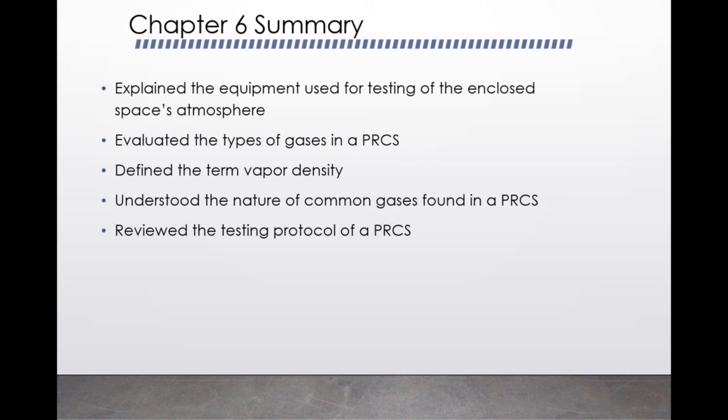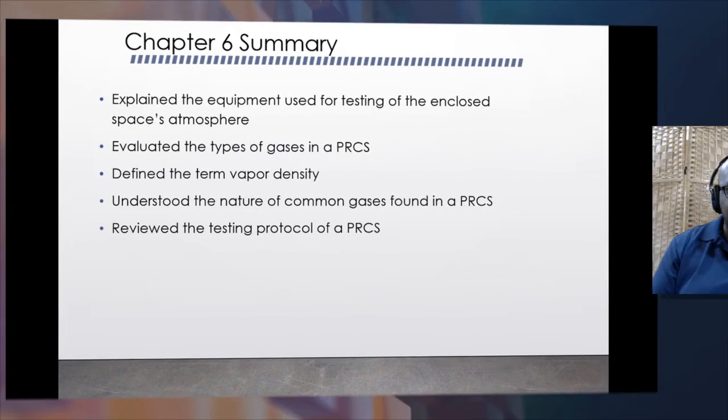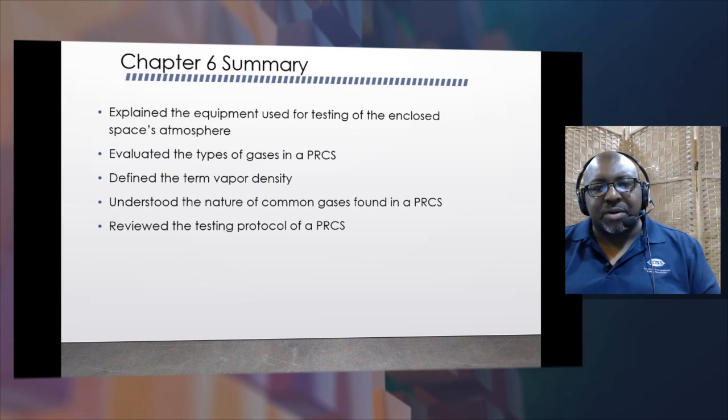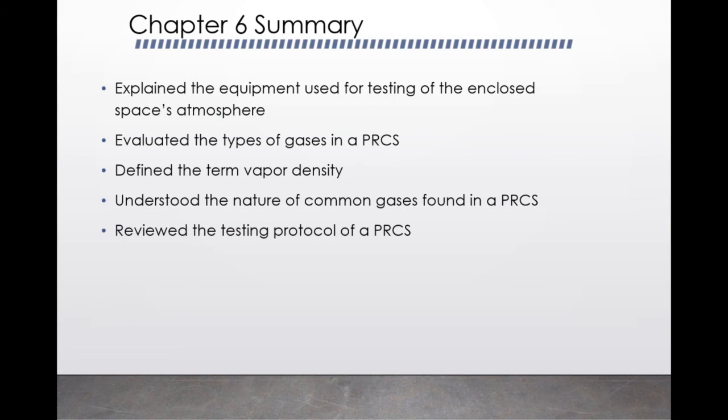So in this chapter, we learned a lot about your equipment, your testing protocols, and types of gases that you probably see in a permit required confined space, but your space and enclosure is unique to you, so make sure you know exactly what those gases are. We learned about the term vapor density, which we mentioned a bunch of times, and also our testing protocol when it comes to permit required confined space. So when we come back, we'll talk about the Globally Harmonized System for classification and labeling of chemicals, GHS, and that's a few years old, but I just want to make sure we mention it for you.